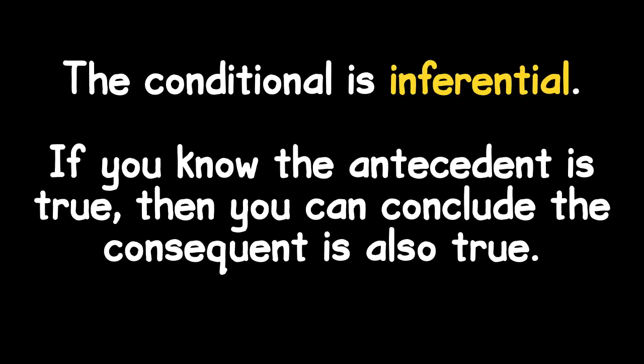Importantly, the conditional is an inferential relationship. If you know the antecedent is true, then you can conclude that the consequent is true. It doesn't say anything else about the relationship between the antecedent and consequent. Importantly, it doesn't say that the antecedent causes the consequent. The arrow isn't a "makes it happen." It's an "allows you to infer."